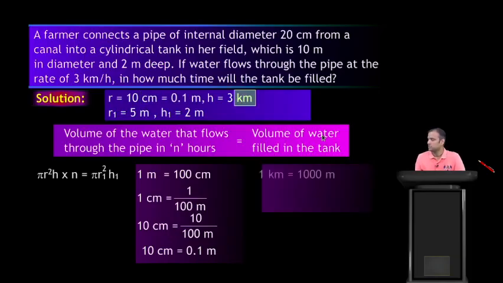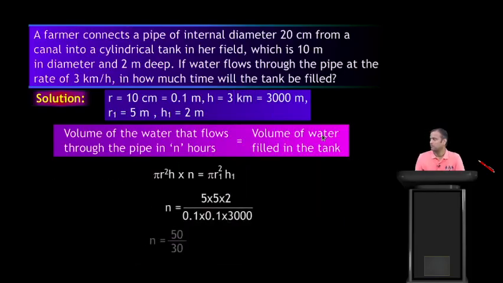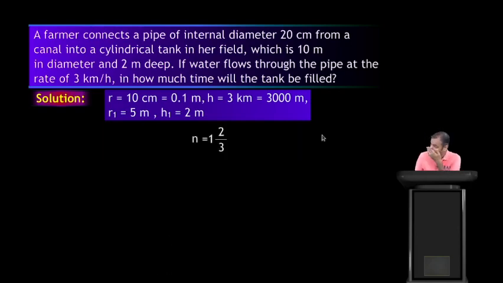Then we will change kilometer into meter again. So it is 3000 meter. And then we have R1 5 meter. So after solving this one, then it is 1 whole 2 upon 3 hours, because we have taken the time in hour. So this is our answer.